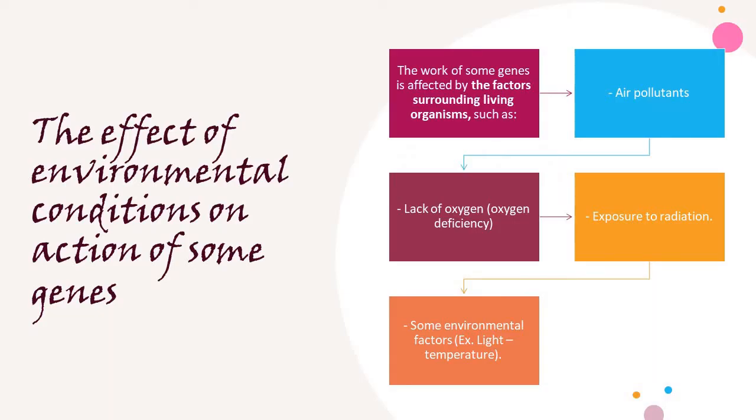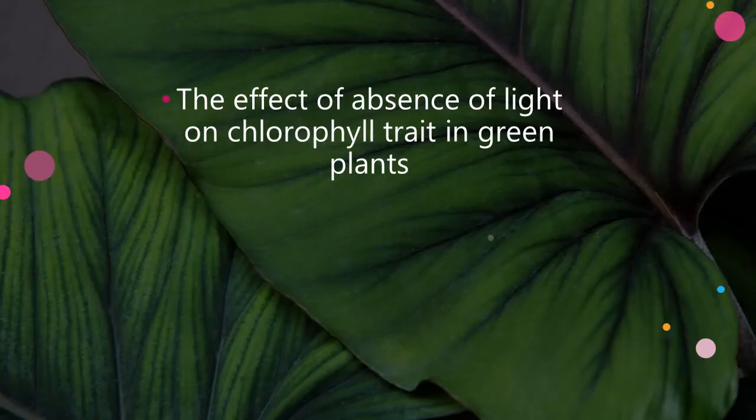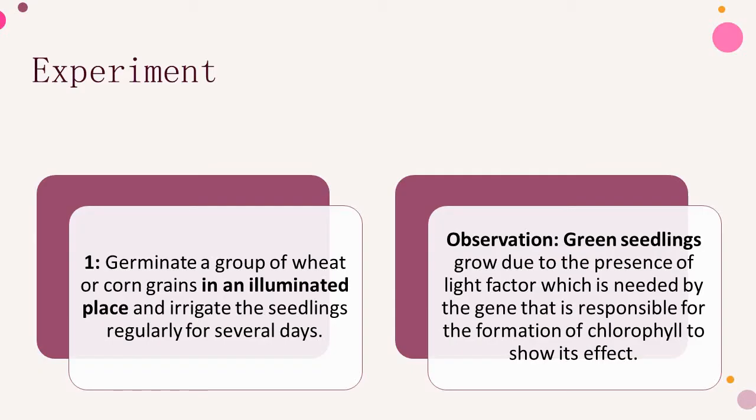Maybe some genes are affected by some factors like air pollutants, like lack of oxygen, like exposure to radiation, or like environmental factors like light or temperature. Of course, the effect of the absence of light on the chlorophyll in the green plant will be affected, and this is one of the experiments that prove that.